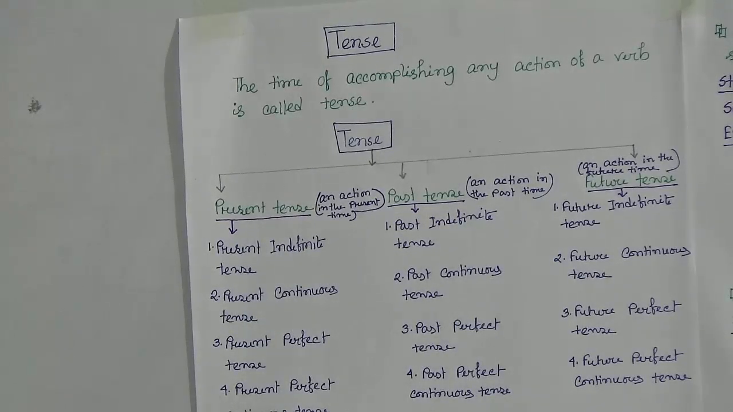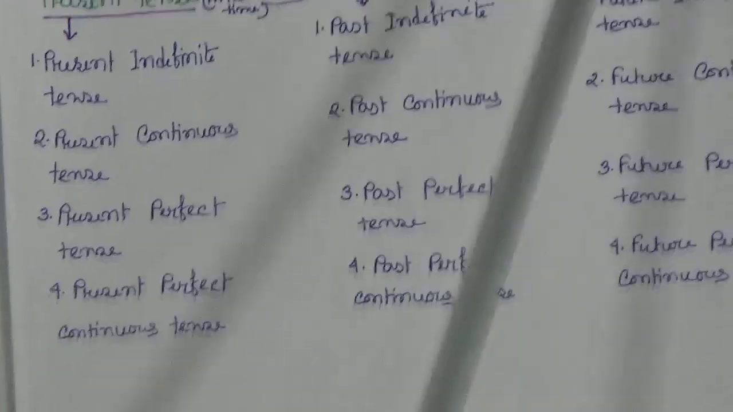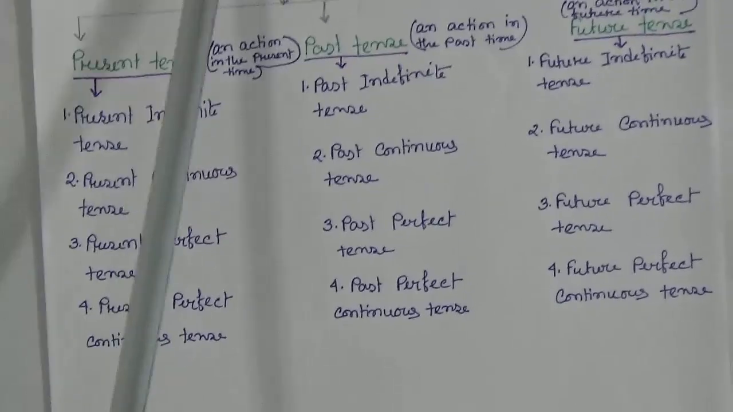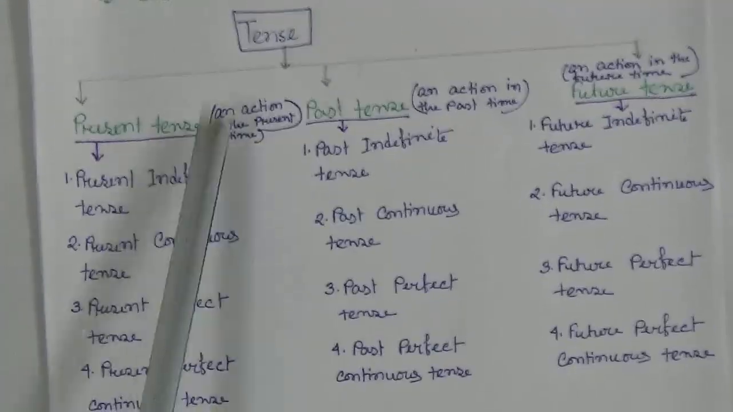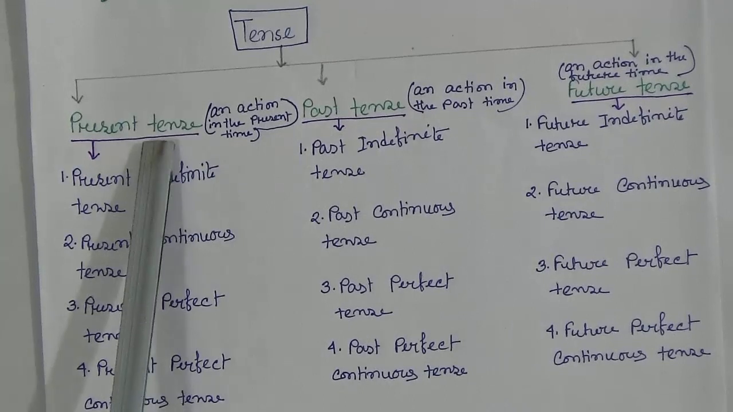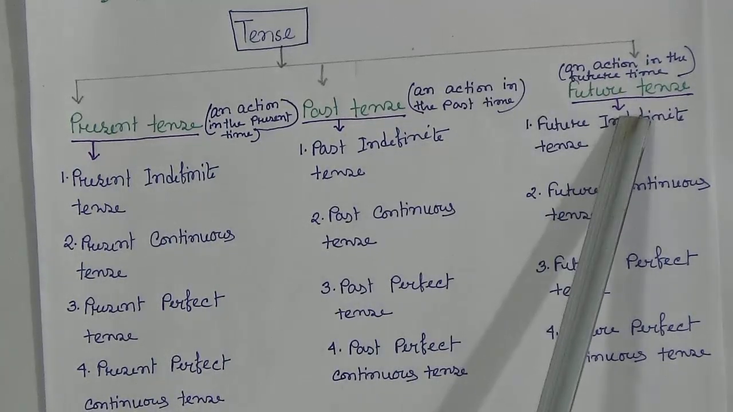Now, how many types of tense? At first, tense is divided into three types: present tense, past tense, and future tense. So at first we have to divide tense into three types: present tense, past tense, and future tense.